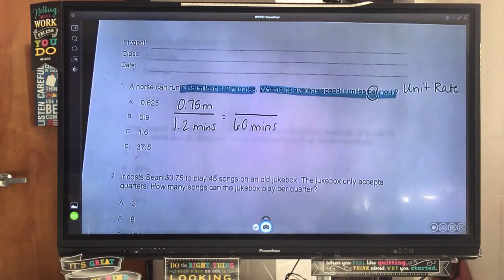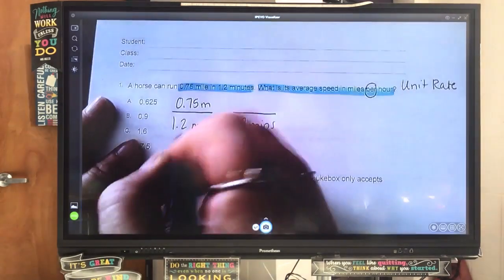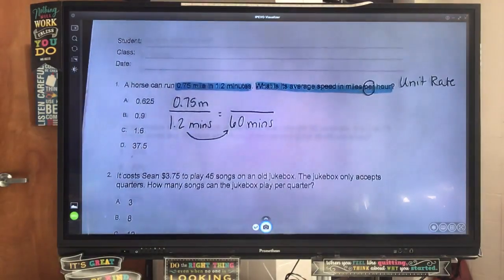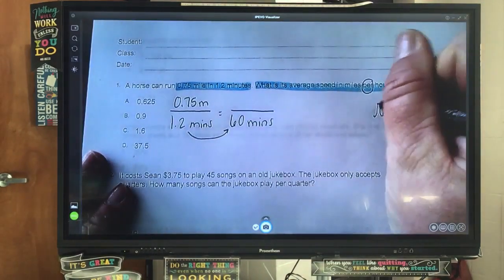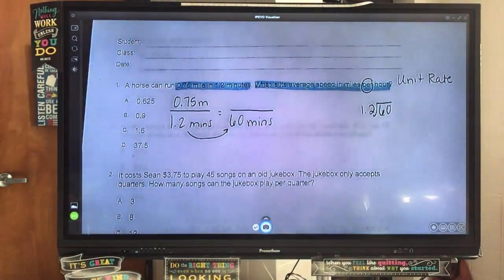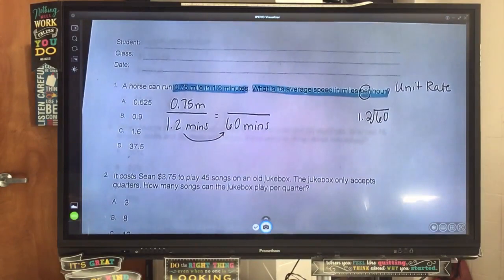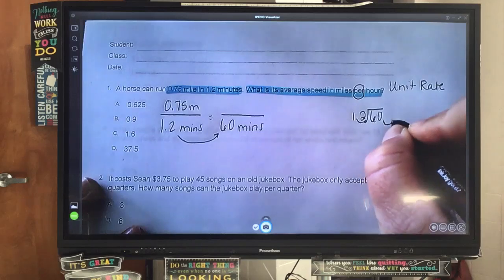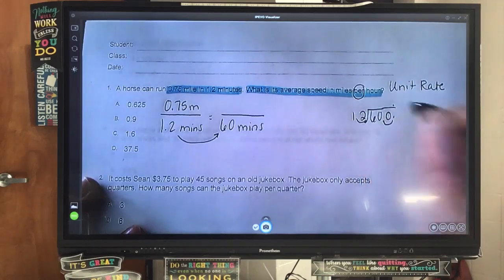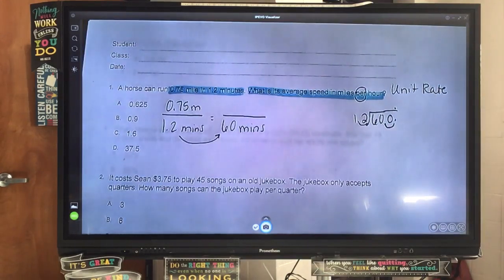Alright, Camden, what do you think we have to do here? Okay, so essentially we have to go from here to here, right? But it's going to take me a really long time to figure out 1.2 times what. So what is another strategy that we can use? Divide. So I'm going to do 60 divided by 1.2. Can I have a decimal on the outside? No. So I'm going to move my decimal here, which means I have to move my decimal on the inside there. Alright, now we can kind of work through this.